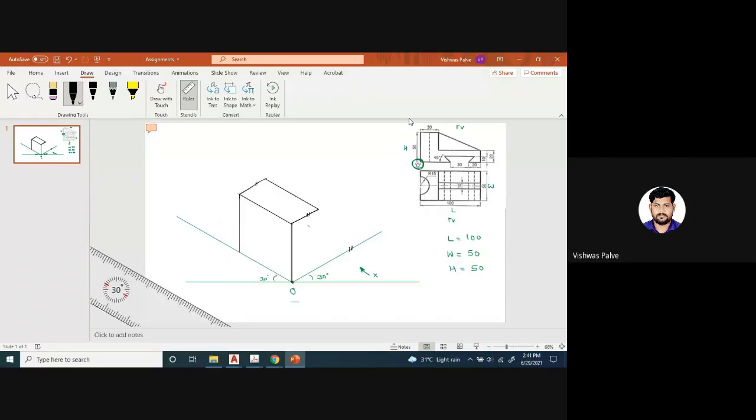Okay, here vertical line 50 millimeter, 30 millimeter. Then this again 50 millimeter, that is width. So here we'll draw the width. This will be the length, and this will be the height. Okay, are you getting it? Yes.